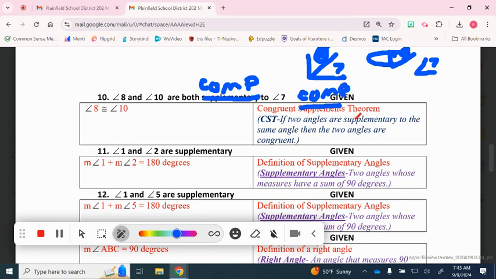Okay. And if two angles are complementary to the same angle, then the two angles are congruent. But there is also a congruent supplements theorem. That is the same thing, except you're dealing with supplementary angles. Does that make sense? So it's a little different on your sheet, but the same kind of context.